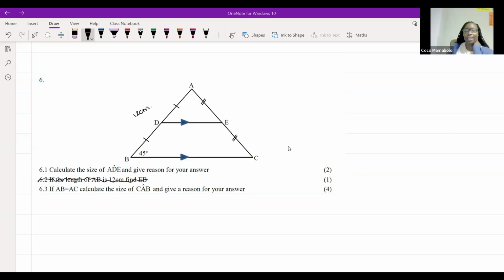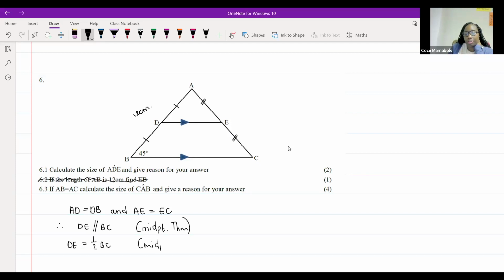All right, let's start by stating the obvious and setting up the groundwork. We're going to say that AD is equal to DB and AE is equal to EC. That therefore tells us that DE is parallel to BC because of the midpoint theorem. They've given it to us in this particular one, but we'll just write it anyway. That also tells us that DE is equal to half of BC. Again, midpoint theorem.